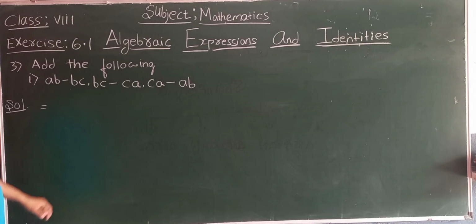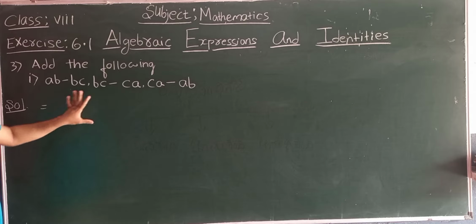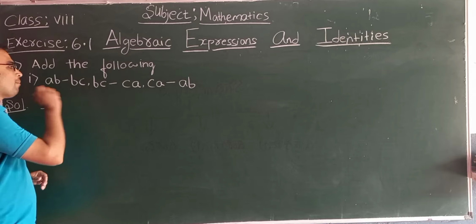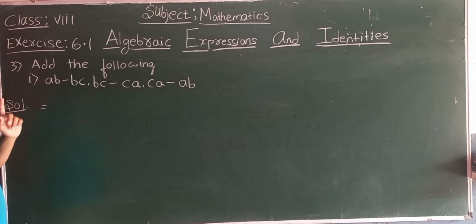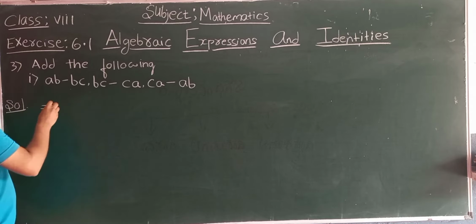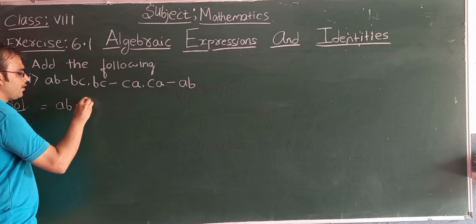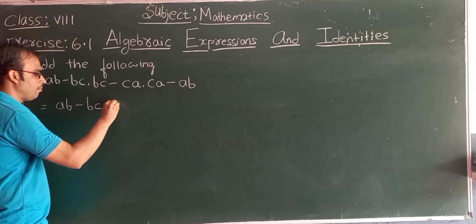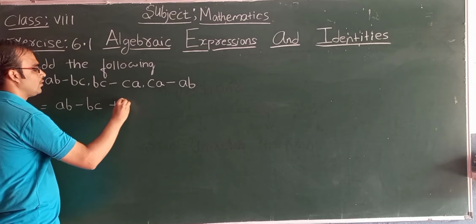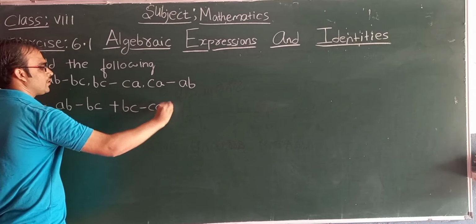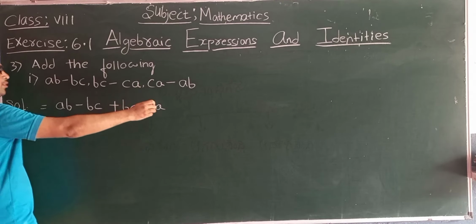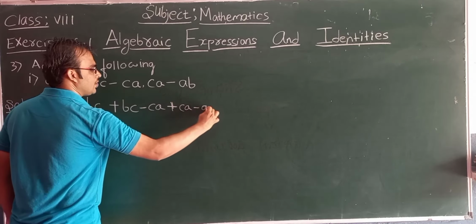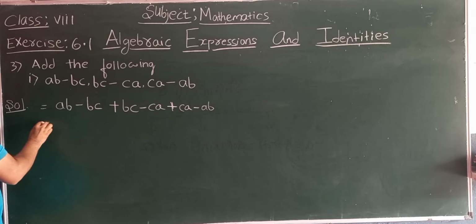So how to solve this? What is the first step? Students, write these expressions as they are, but in place of the comma you need to place the addition sign. So here AB minus BC. Now in place of the comma you need to write plus. Next this one, BC minus CA. Again in place of the comma you need to write plus. So CA minus AB equals to.